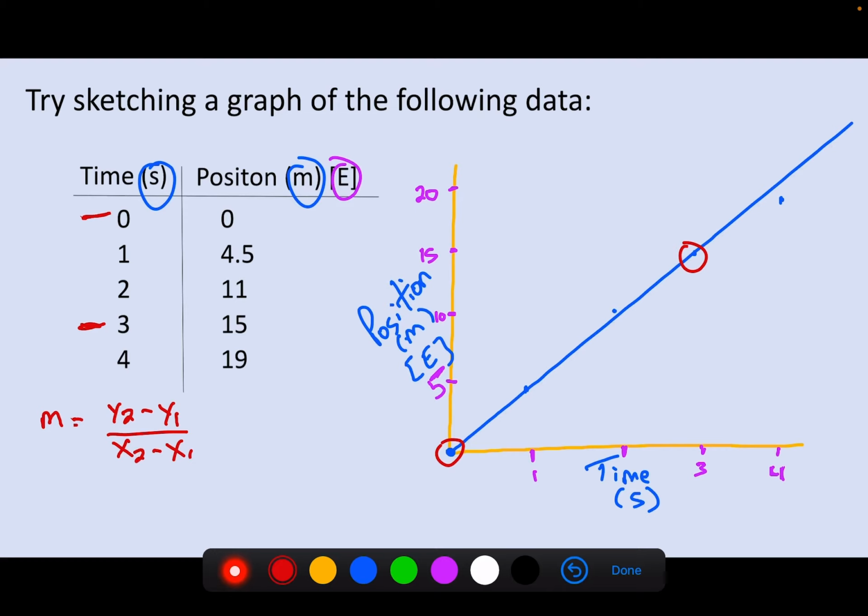If you think about what that stuff is on this graph, our y-axis is actually position, and position, remember, is d. So this is actually d2 minus d1. Remember we talked about that before? That's actually delta d. And the x-axis is time, so this is actually t2 minus t1. That's, again, delta t. So this thing right here is actually delta d over delta t. That's what we're using for slope.